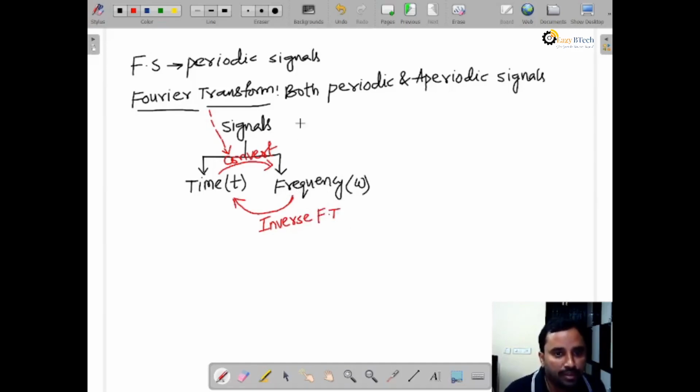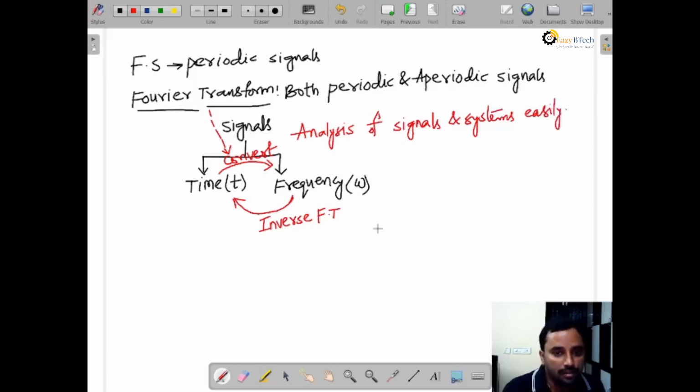So why do we need to convert time domain to frequency domain? Because we can analyze signals and systems easily. That is the purpose. In frequency domain we can analyze signals and systems easily.